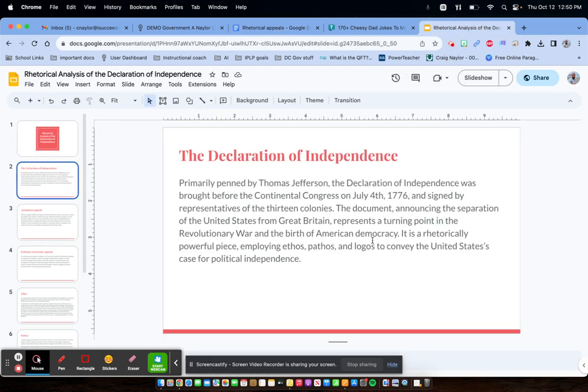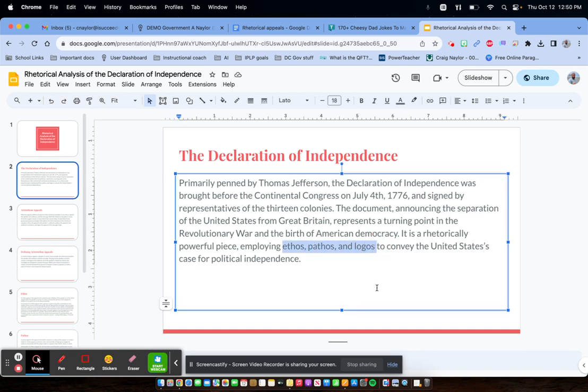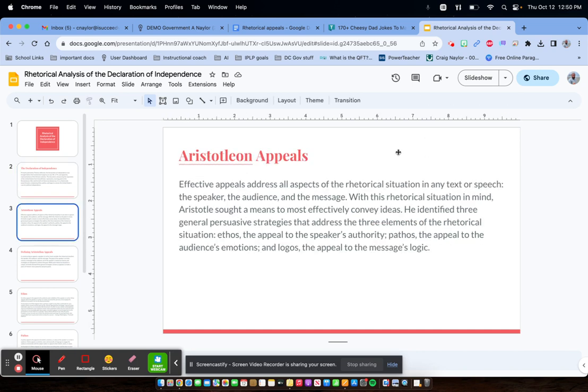The Declaration of Independence was mostly penned by Thomas Jefferson and signed on July 4th, 1776, by the representatives of 13 colonies. And we know all this. It is a rhetorically powerful piece employing three concepts: ethos, pathos, and logos, to convey the United States' case for political independence. And I'm going to explain what each of these means: ethos, pathos, and logos. Okay.